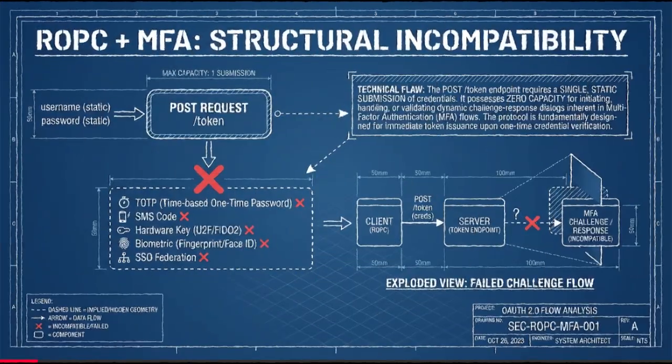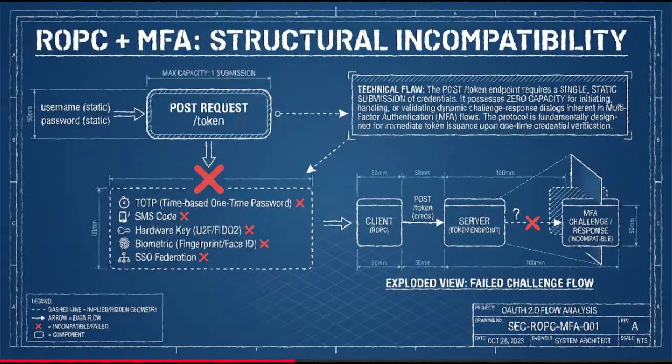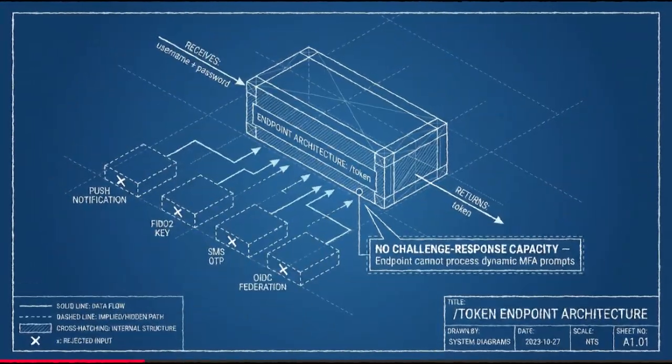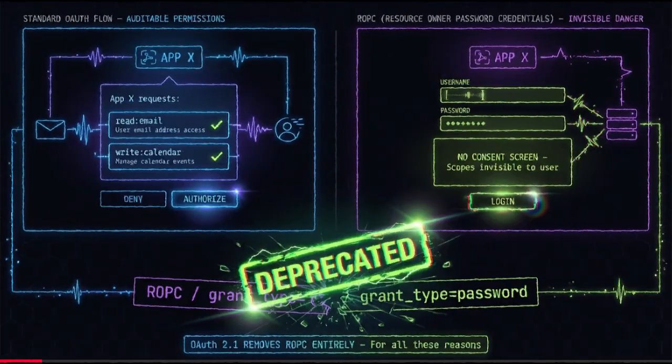The structural limitations of ROPC also break modern security infrastructure fundamentally. Because the flow expects a static, one-time submission of a username and password, it cannot natively accommodate multi-factor authentication. The API endpoint handling the POST request cannot process dynamic challenge prompts, hardware security key validations, SMS codes, or external single sign-on federation. Furthermore, ROPC provides no consent screen. This prevents users from auditing the specific data scopes being granted to the application. For all these reasons, OAuth 2.1 removes ROPC entirely.